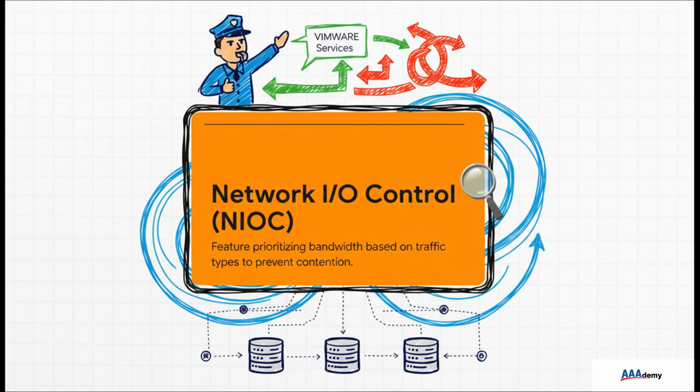Now, what happens when there's a traffic jam? Enter Network I/O Control, or NIOC. It steps in like an automated traffic cop when the network gets congested. It ensures fair bandwidth distribution dynamically based on the type of traffic, so your critical services don't suddenly suffocate.